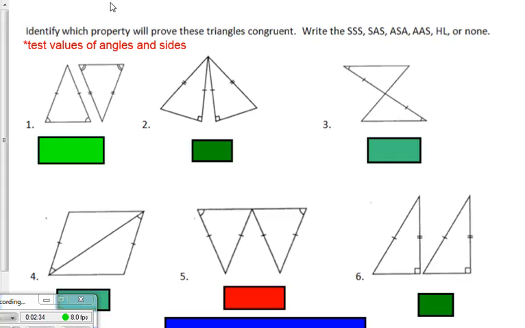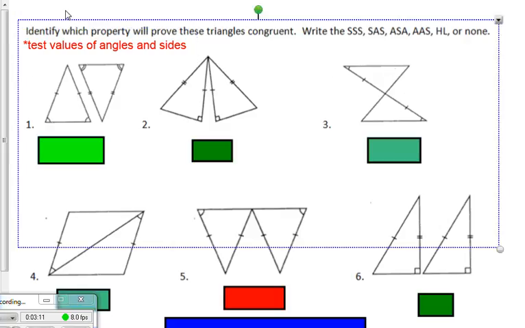So, for a couple examples here, let's identify which property will prove these triangles congruent, or which theorem. So again, ones we can use are side, side, side. If 3 sides of a triangle are congruent to the 3 sides of a different triangle, then they're the same. Side, angle, side. And notice the angle is in between the 2 sides. Angle, side, angle. Notice the side is in between 2 angles. Angle, angle, side. Or hypotenuse, leg. This one obviously is only true for right triangles.